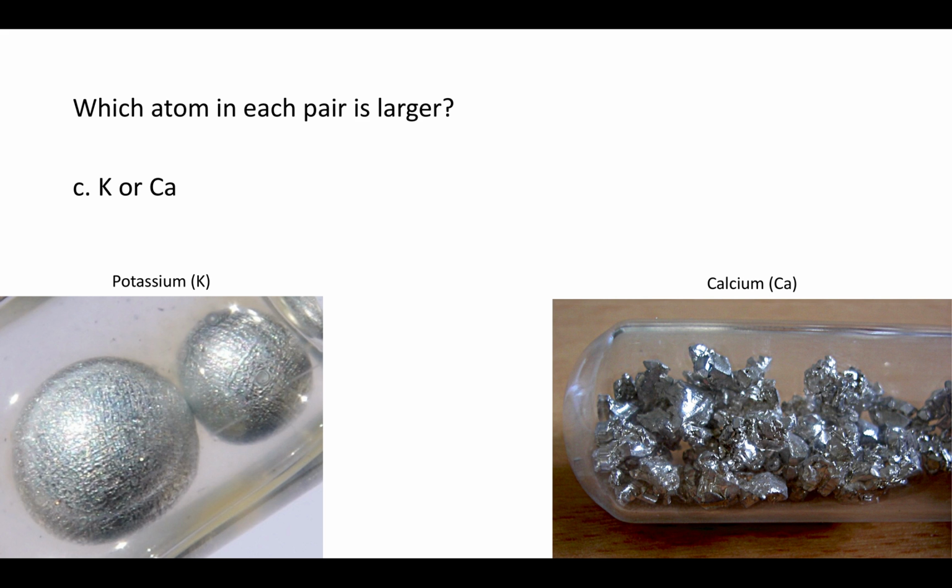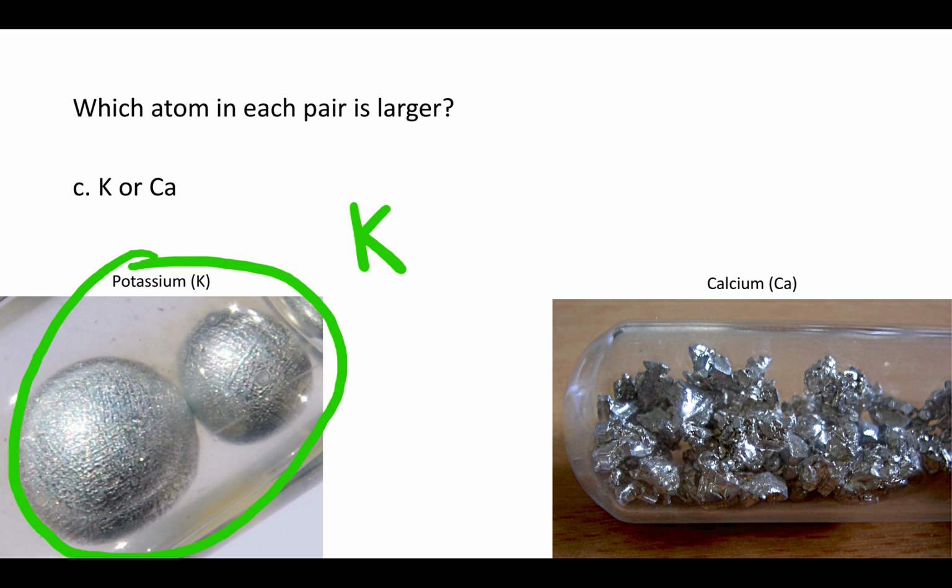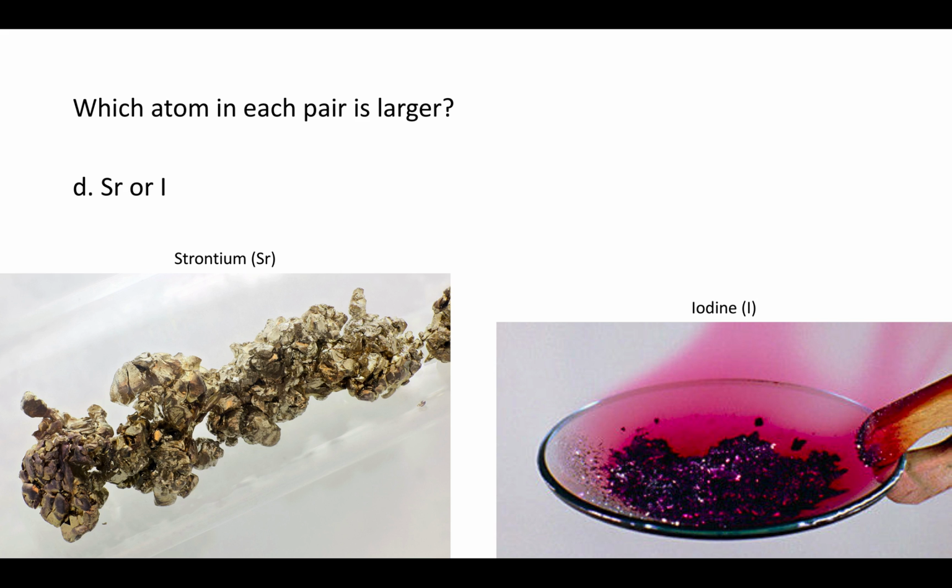Which atoms are larger, the atoms that make up potassium or the atoms that make up calcium? Where are they? Potassium is here, calcium is here. Because potassium is further to the left, it is larger. Potassium, the atoms that make up potassium are the larger atoms.